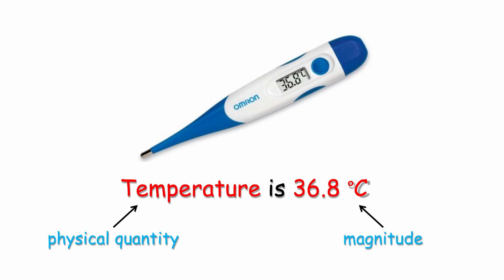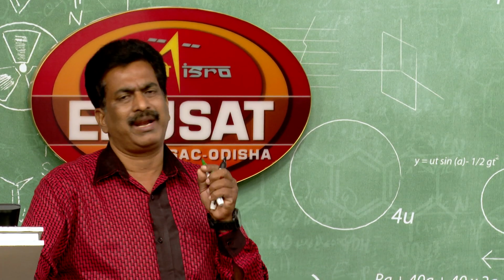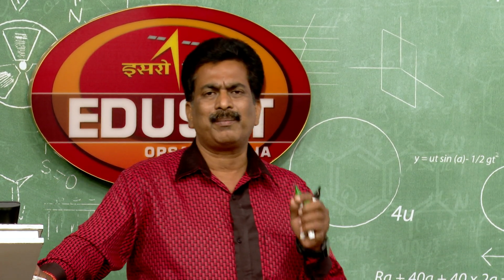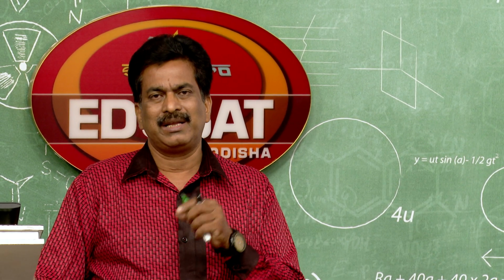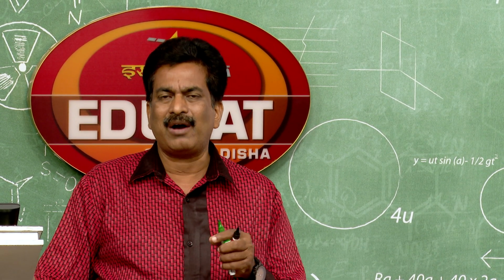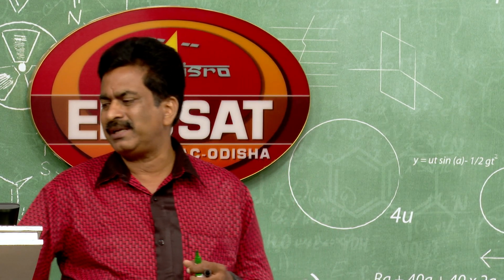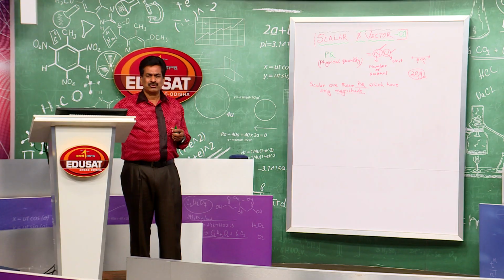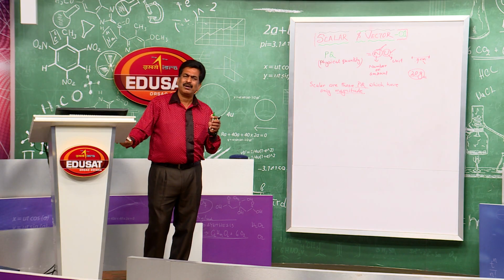Generally the temperatures in common knowledge are in Fahrenheit. In Fahrenheit, the normal body temperature is 98.6 Fahrenheit. That was 98.4, but now due to global warming, 98.6 is taken as the normal temperature. So a scalar is that physical quantity that has only magnitude.